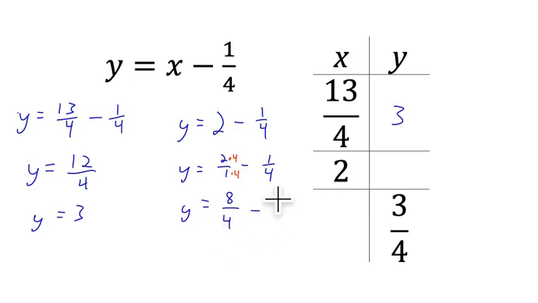So we have 8/4 minus 1/4. Here we have a subtraction problem with common denominators. So we keep the same denominator and subtract the numerators. So we have 8 minus 1 is 7, and keep that same denominator. So when we have an input of 2, the output is 7/4.